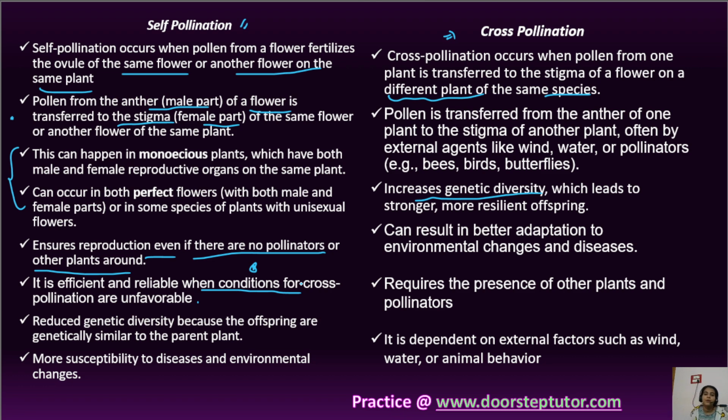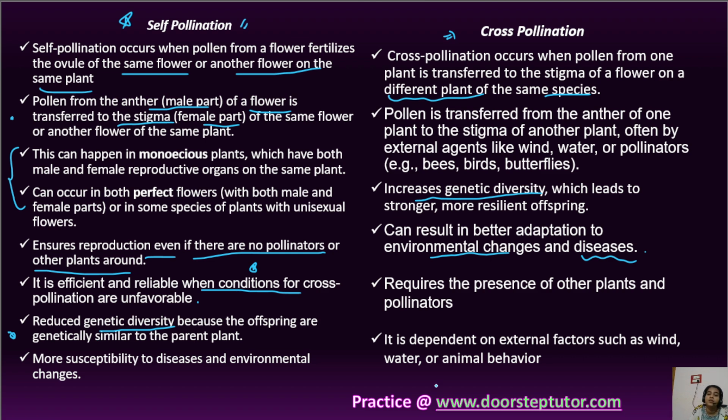Now about cross pollination, another advantage is that it results in better adaptation to environmental changes as well as to diseases. After this, in case of self pollination, some disadvantages are also there. The disadvantage is that it reduces genetic diversity. That is, genetic diversity is not there, which is why the offspring may face some diseases.